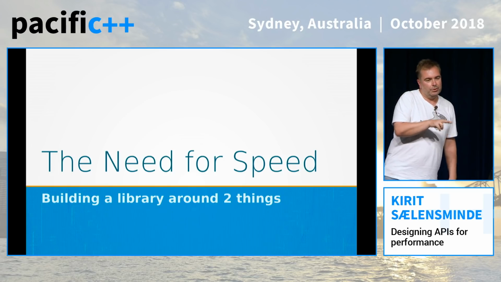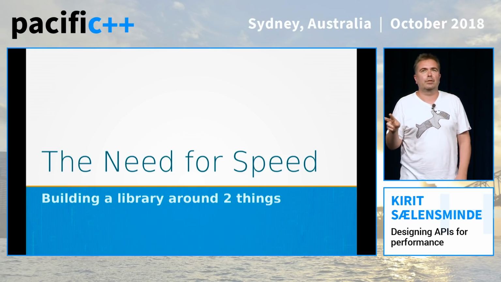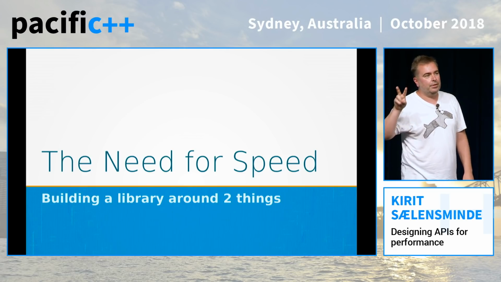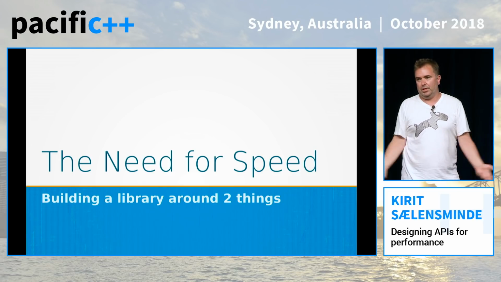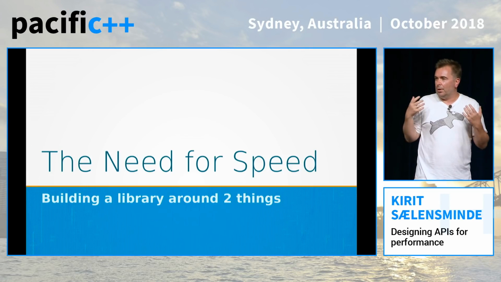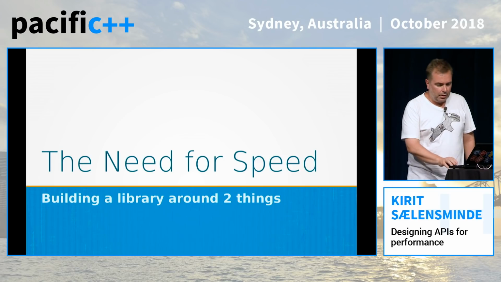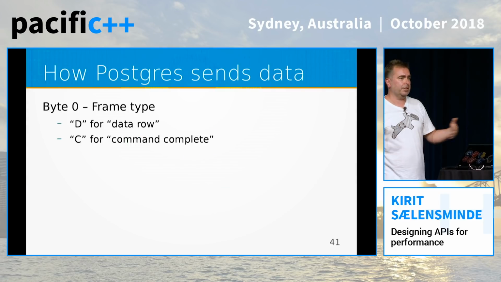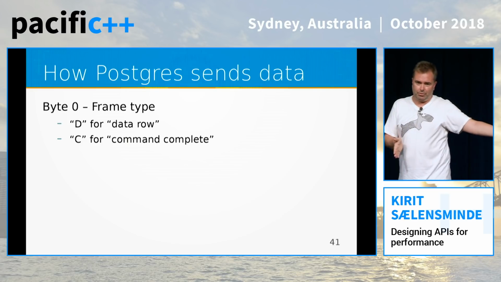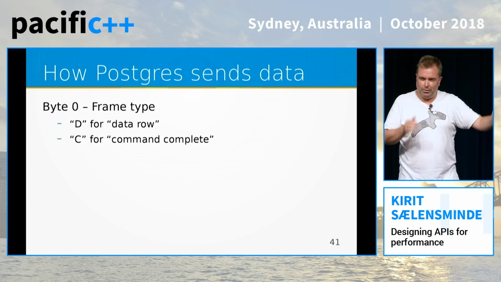So what I wanted to do was an experiment to see, well, what happens if we take these two ideas and design the entire communication with Postgres around them. We design the library from the ground up with this in mind. What would that look like? In order to do that, we need to know a little bit about how Postgres communicates the data, because we're going to connect directly to Postgres. So we have to understand the Postgres protocol.